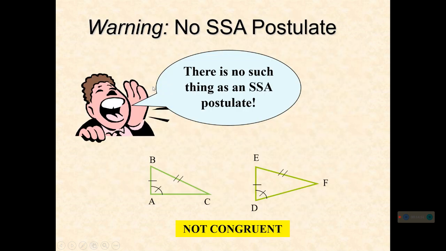So you have to take note that there is no SSA postulate. If you are given this kind of tick marks on these figures, although two sides and an angle are marked, the angle is not included. So that's why they are not congruent. Again, there is no SSA postulate.